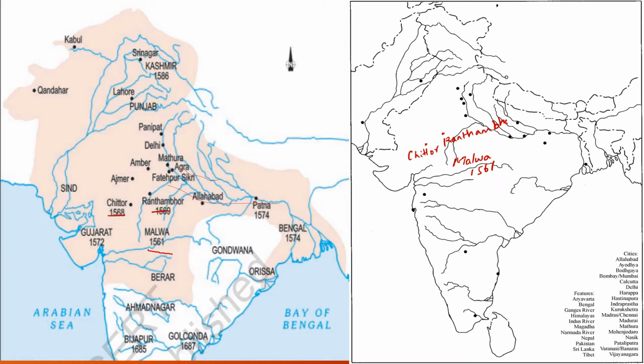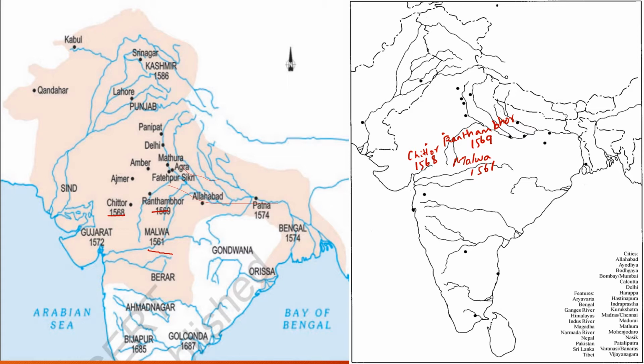Chittur was captured in the year 1568, and Ranthambore in the year 1569. These places are important. I repeat, Chittur and Ranthambore are in the Rajasthan region, and Malwa is in the Madhya Pradesh region, where we call it the Malwa Plateau.